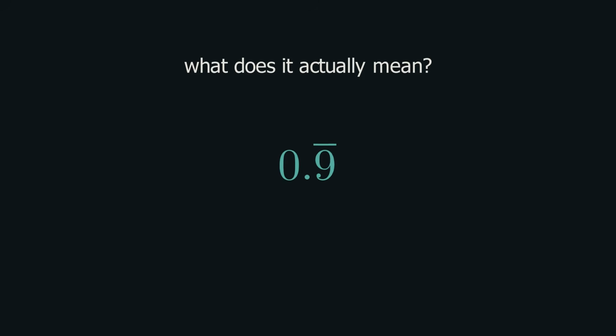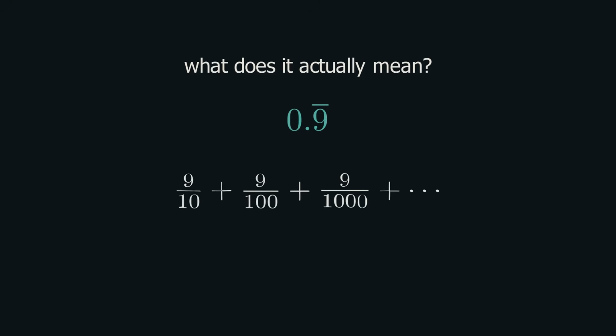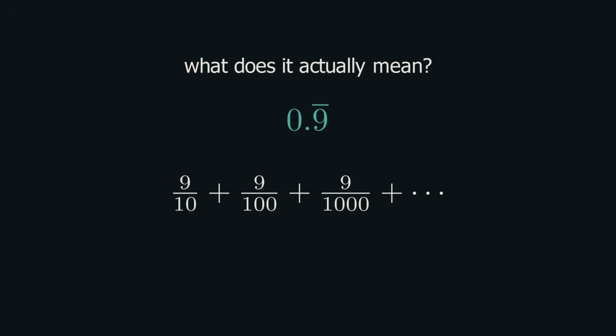A decimal is really a set of instructions. The first 9 says, add 9/10. The next 9 says, add 9/100. Then 9/1000, and on it goes. 0.9 repeating is the instruction to keep adding these pieces forever, with no final step where you put down the pen. Now, we can't sit and add up an endless list.